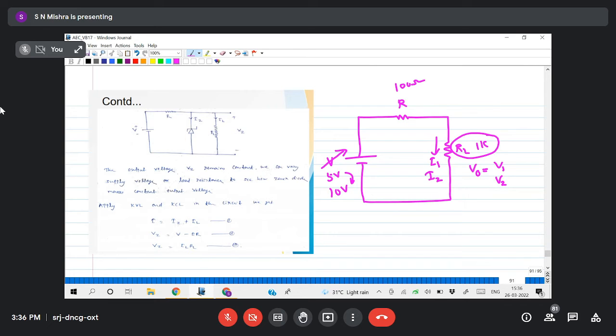So I2 is greater. Multiply by the 1K resistance. So will V1 be greater or V2 be greater? So V2 will be greater. That means I can conclude here that the output voltage depends on the source voltage.